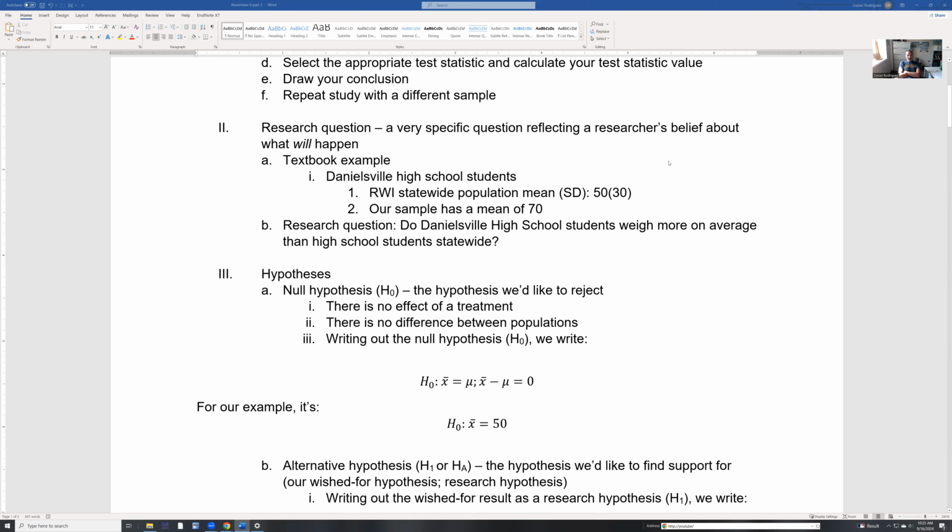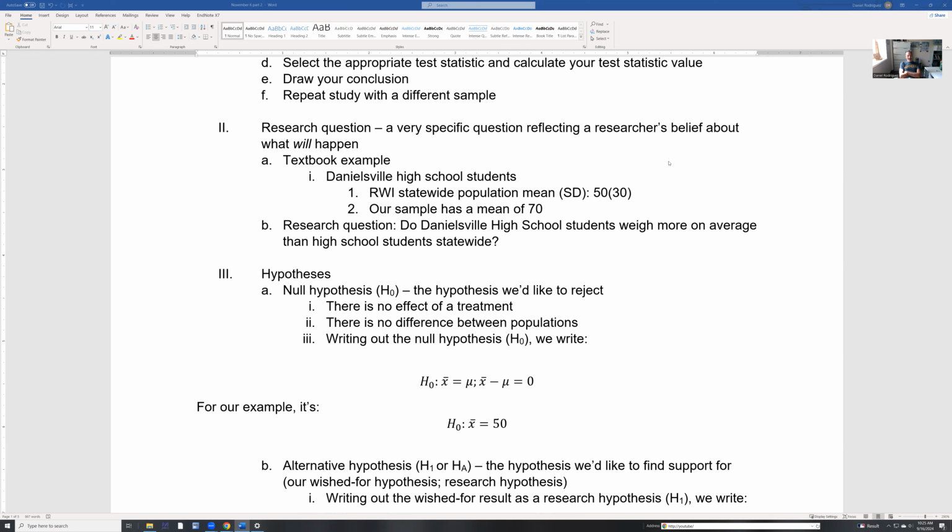So a research question is a very, very detailed question and includes what are called operational definitions. We operationalize variables so we can operate on them. Here's a textbook example from my text.